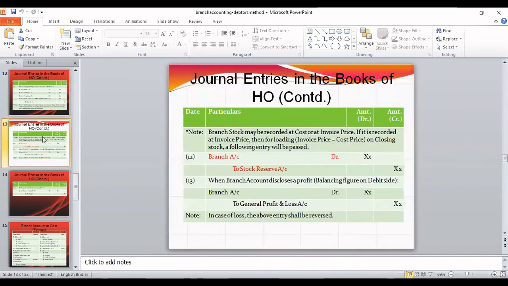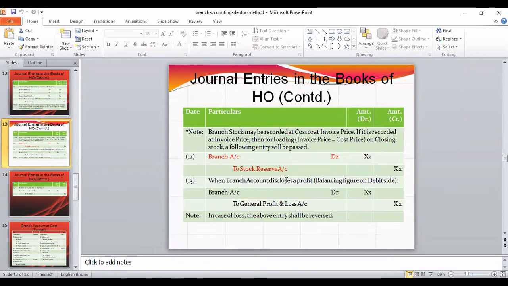Then the next one is the last entry, beta. If you remember this entry, it is well and good. But if you don't remember, when you close the branch account, that treatment will automatically take place. When you close the branch account, whatever difference of profit the branch account shows, we have to book it as either profit or loss. If it is a profit, that profit will be transferred to general P&L.